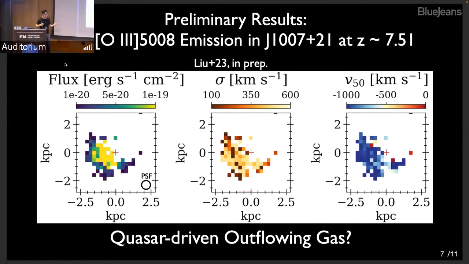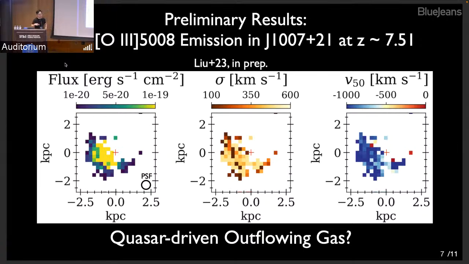J1007+21. It is at redshift 7.5. And here we are looking at the host galaxy [OIII] emission line in the rest-frame optical after the quasar has been subtracted. From left to right, we're looking at the emission line flux, the velocity dispersion, and the central velocity of this emission. And the peak quasar emission is indicated by the red cross there.